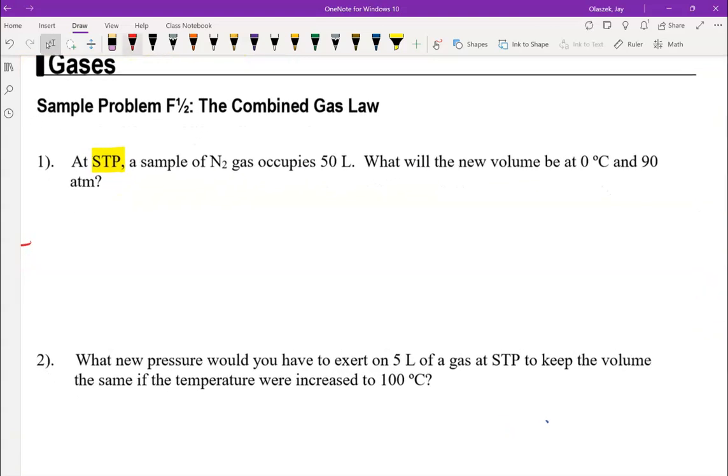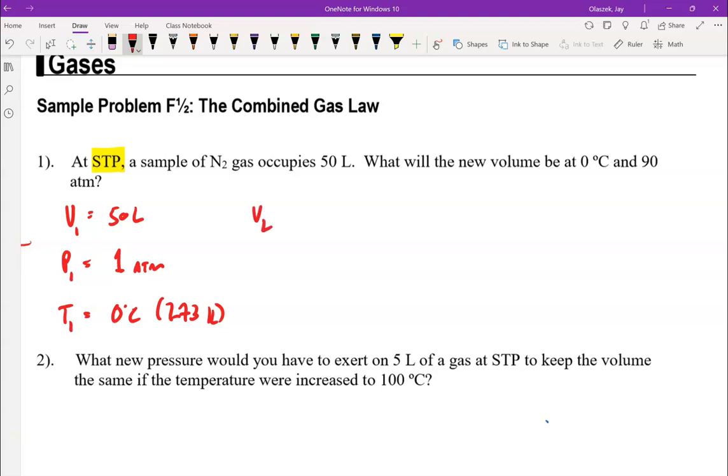So we're going to practice this, and because I like to establish my variables, I'm going to do that over here on the left. Here's question number 1. At STP, a sample of N2 gas occupies 50 liters. Right off the bat, we know V1, 50 liters. We know P1, 1 atmosphere. We know T1, STP, 0 degrees Celsius, otherwise known as 273 kelvins. Okay, STP. P1, 1 atmosphere, STP. T1, 0 degrees Celsius, STP.